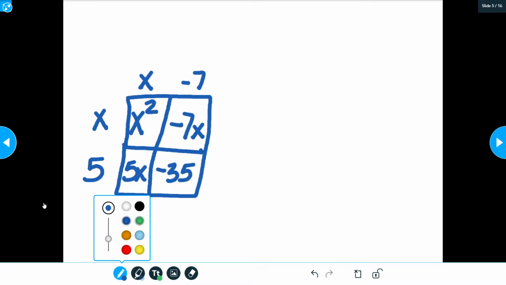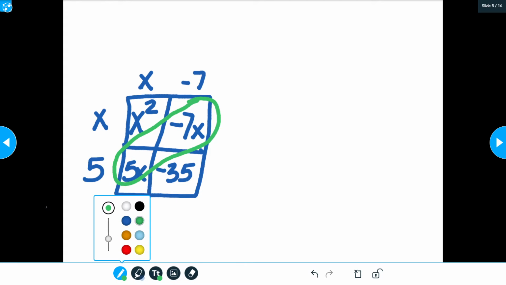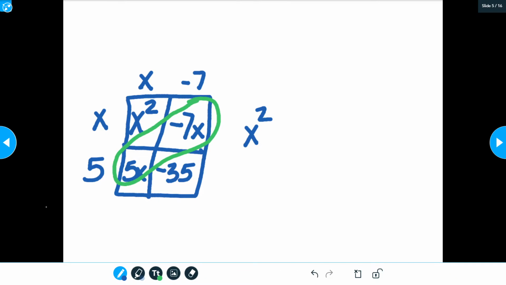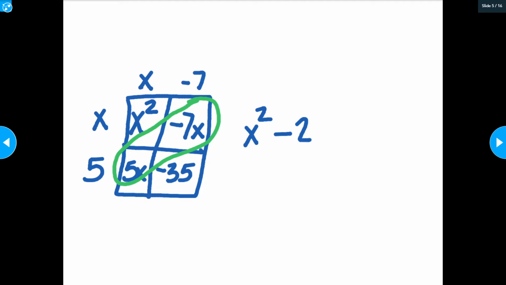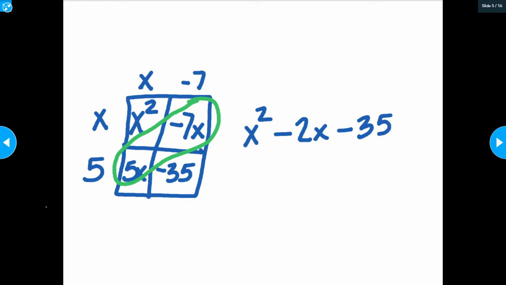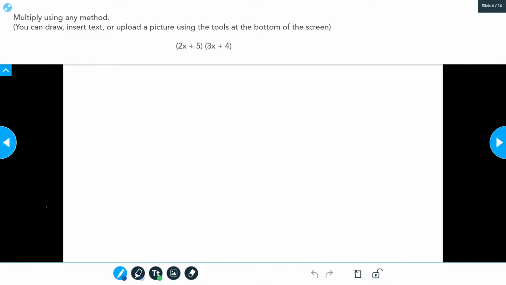And looking here, I have like terms on the diagonal. So we're just going to combine everything together. I don't have any like terms for my x squared, so I have x squared. Now let's combine my like terms. 5x minus 7x is -2x, and -35. Again, no like terms, so here is our answer. Let's look at the next problem.